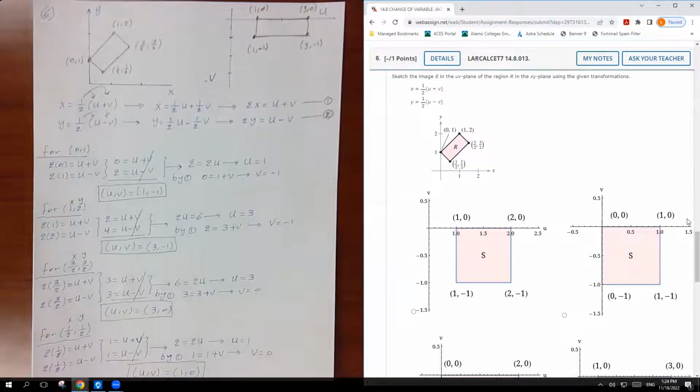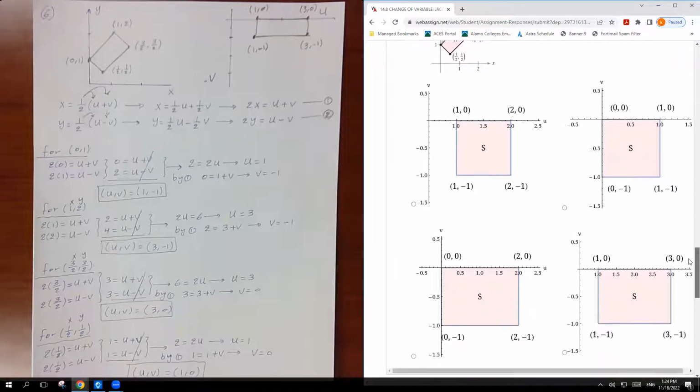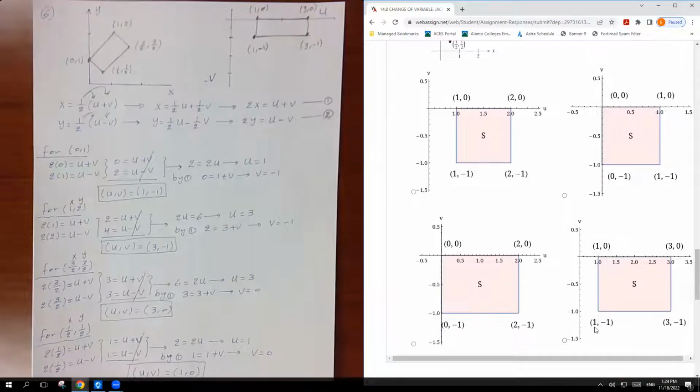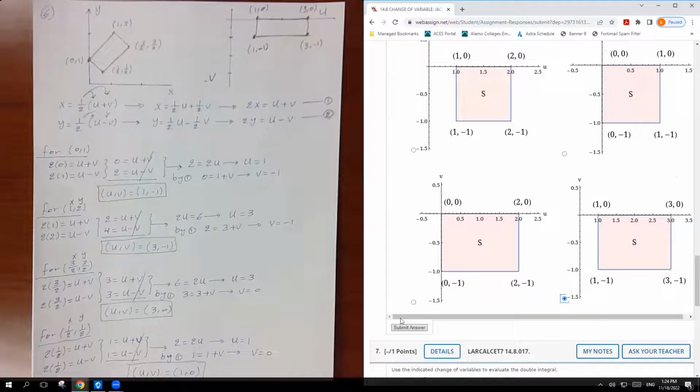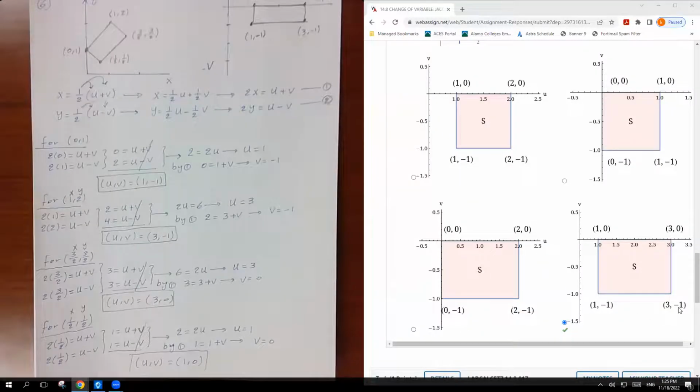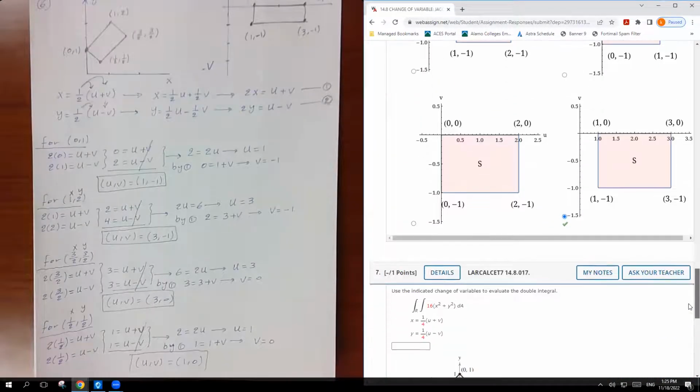So here on this one, we just have to choose the right graph, which has the points (1, -1), (3, -1), (3, 0), and (1, 0). So this is our right option. That's it for this example. We got it right. Let's move to number 7.